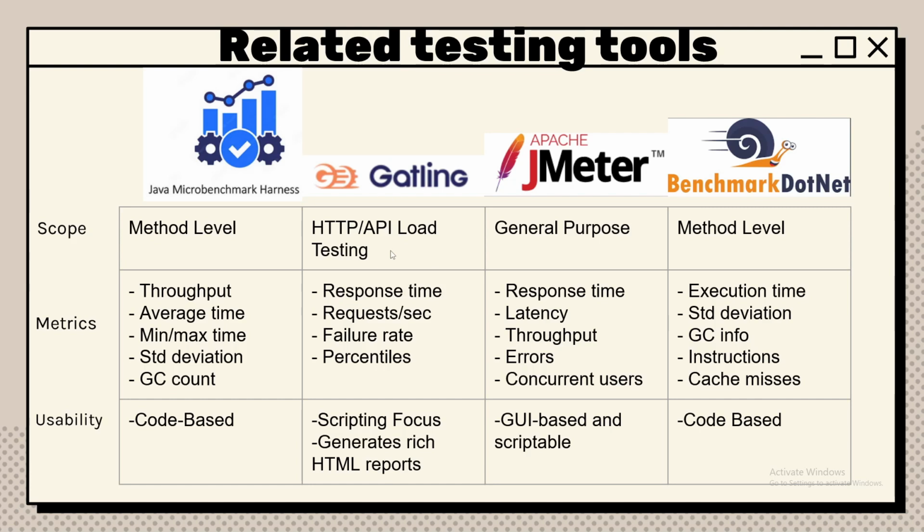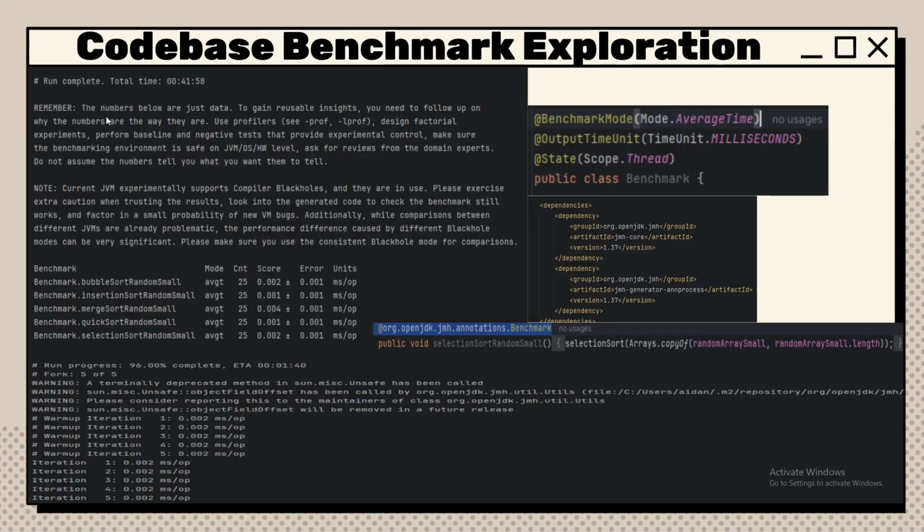Gatling is HTTP and API load testing. The metrics it tests are response time, requests per second, failure rate, and percentiles. And the usability, it has a scripting focus, but it generates rich HTML reports, which can be slightly more readable than the blurb of text in the terminal.